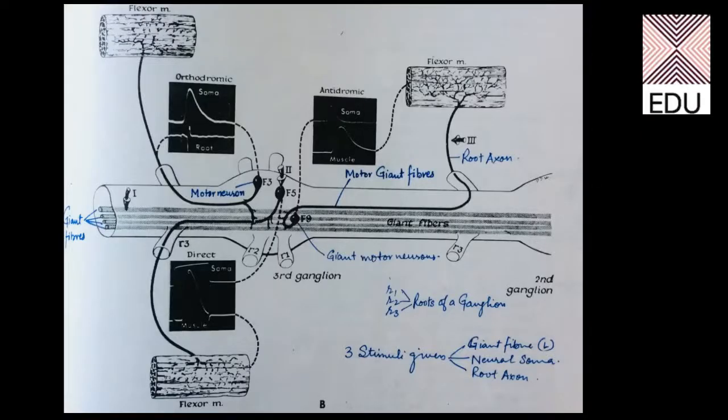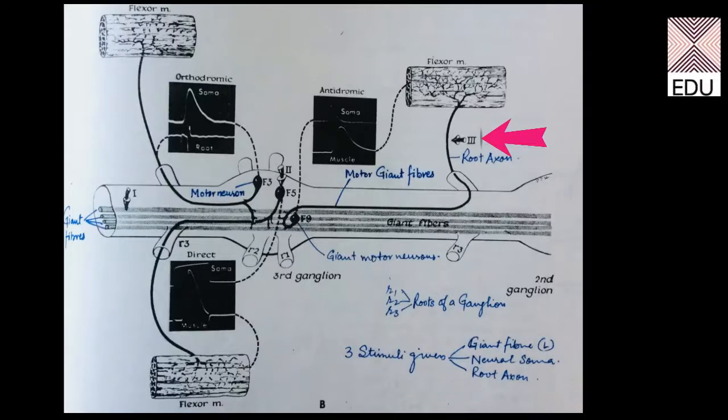Now students, we are taking a third stimulus at the level of the root axon or the motor giant fiber, which is shown on the right side.